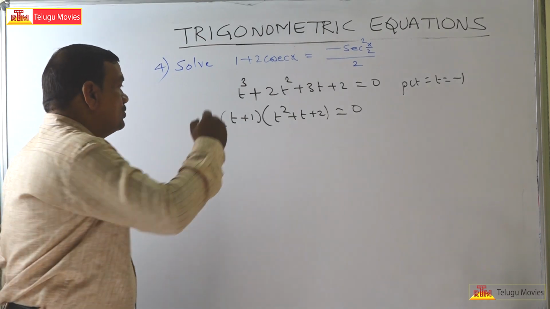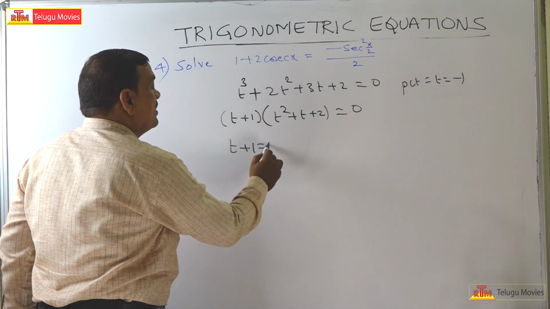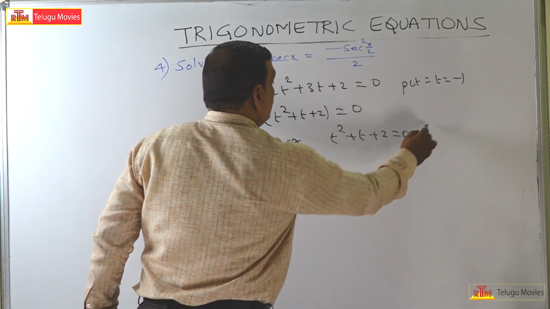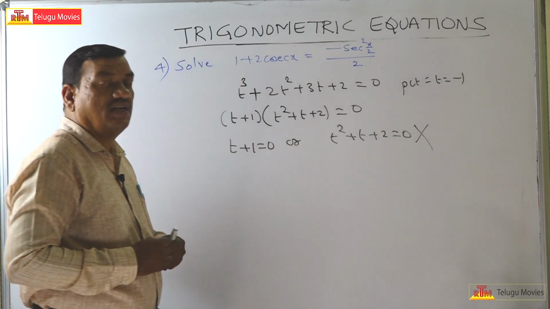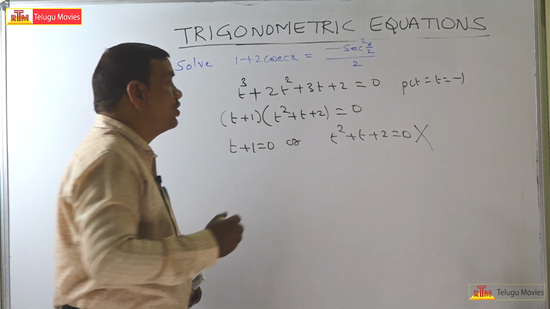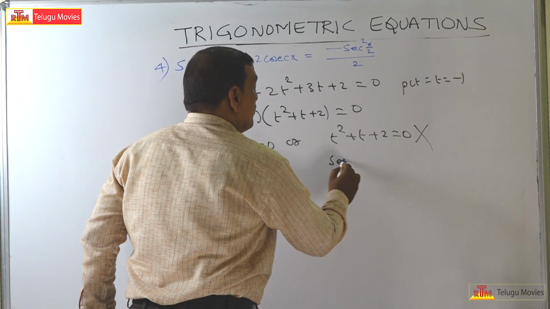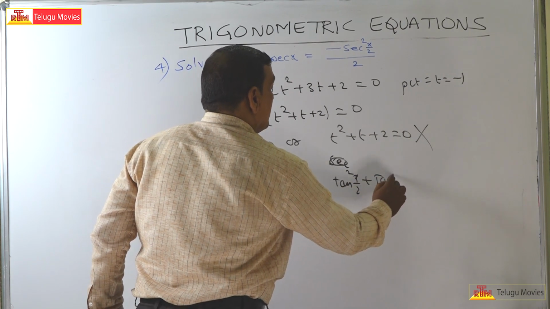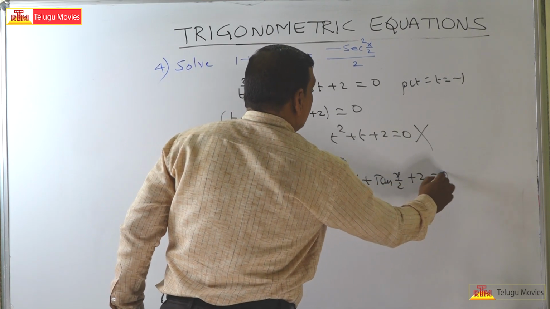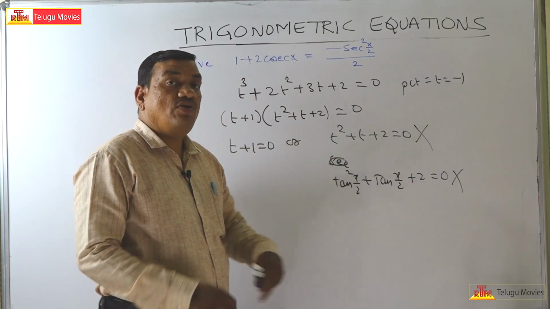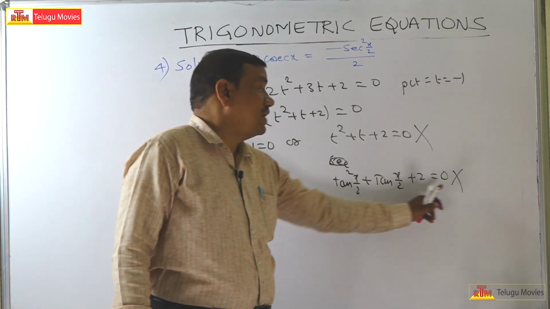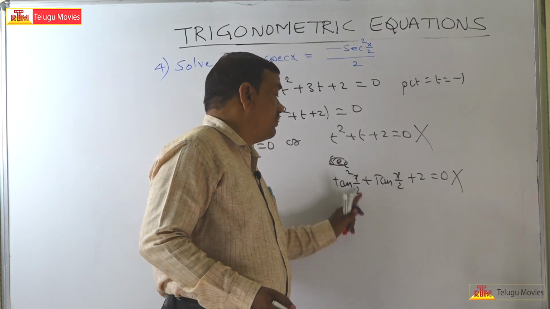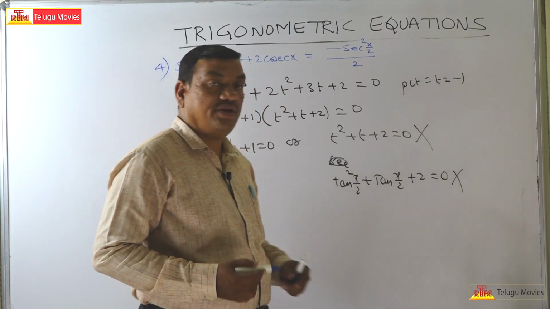Understand? Right. So this implies t plus 1 is equal to 0 or t square plus t plus 2 is equal to 0. This never happens. Why? Because here already we have taken tan x by 2 square plus tan x by 2 plus 2 is equal to 0. Whatever may be the value of x you take, this value cannot be equal to 0, because plus 2 is already there. Whatever values you substitute here, it cannot be equal to 0.